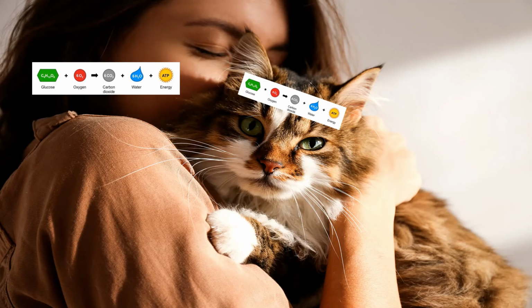People and animals, though, we can only do cellular respiration. So the only way we're able to get glucose is to consume other living things. That's the only way we get glucose. Because we don't have chloroplasts, that's how we have to do it.